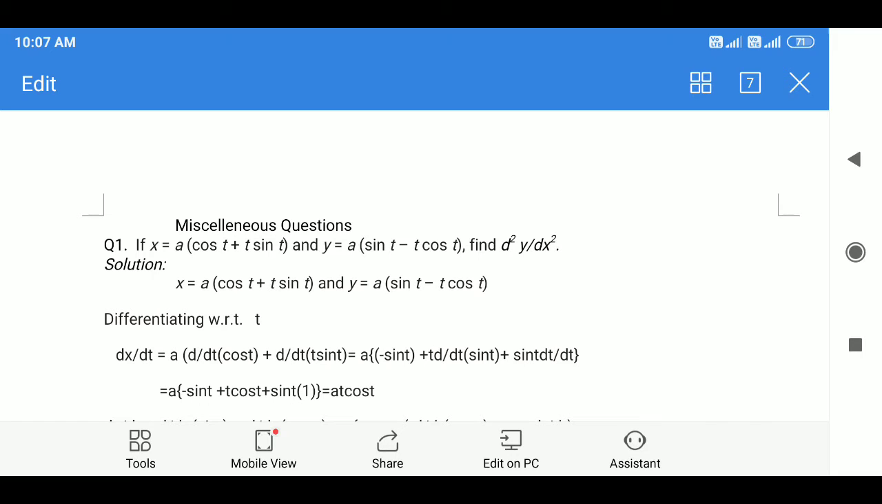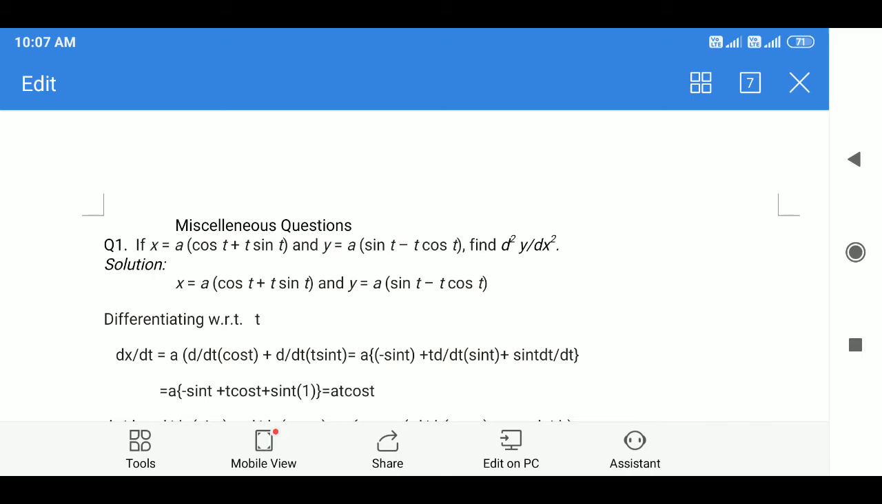Good morning, students. Now some miscellaneous questions of second order derivative which are very important from the examination point of view. Question number 1. If x is equal to a cos t plus t sin t and y is equal to a sin t minus t cos t, find d2y upon dx2, meaning the second order derivative.